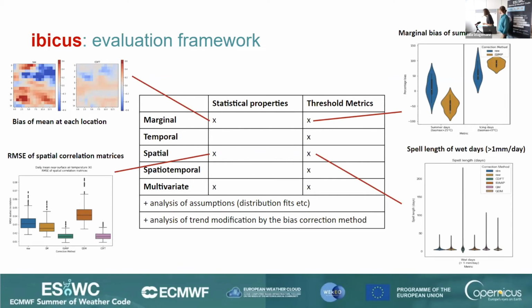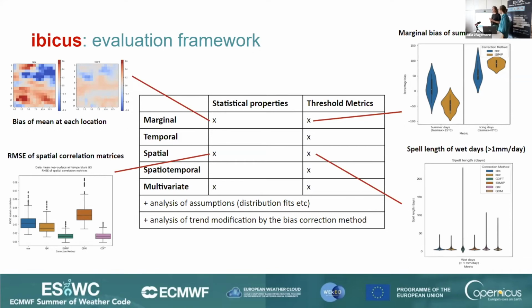So here we have two plots where you see the marginal bias before and after bias correction, and by marginal we mean location-wise, and you can also look at the distribution of this. And here, for example, using CDFT, we looked at the shift in, or the root mean square error of, spatial correlation metrics, always comparing observations to the climate model. I'm not sure if you can see this on this side, but here we specifically look at two threshold metrics associated with daily maximum temperature: summer days and icing days.